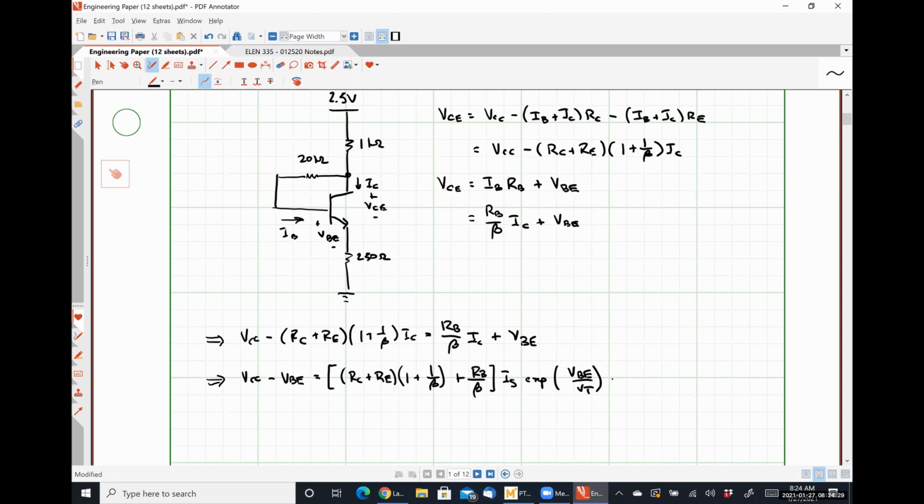I know what the values of all my resistances are. I know what beta is. I know what IS is. So you guys take a moment to chug the numbers here and then give me a value for VBE.